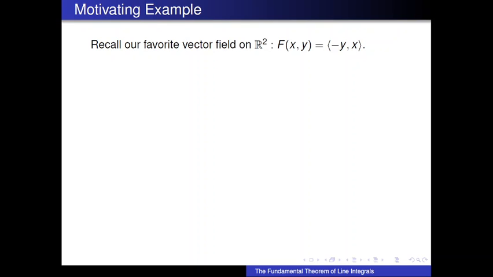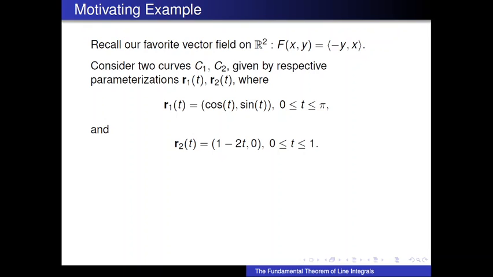So let's recall what is, at the current moment, our favorite vector field on the plane. This one, F of x, y equals negative y in the first component and x in the second component. This one swirls around the origin in circles. So let's consider two curves, C1 and C2. The parameterization for C1 will be this function r1 of t that is cosine of t in the first component and sine of t in the second component, where t varies from 0 to pi. Note that this traces out the top arc of the unit circle, right?